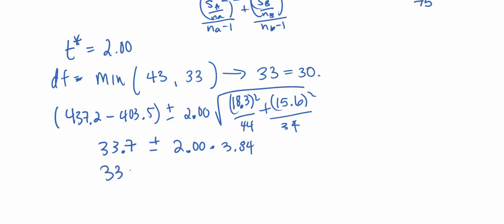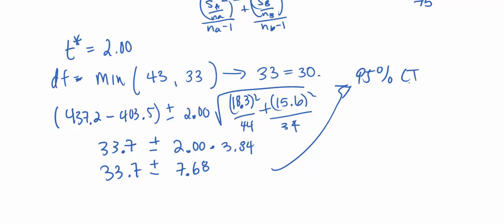And if we keep going, we'll get, again, our point estimate of 33.7 plus or minus a margin of error of 7.68, which gives us a 95% confidence interval between 26.02 and 41.38.